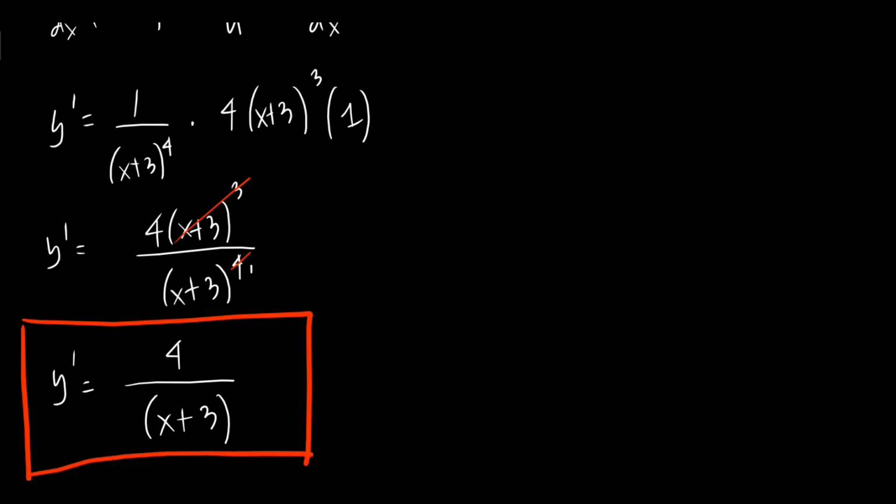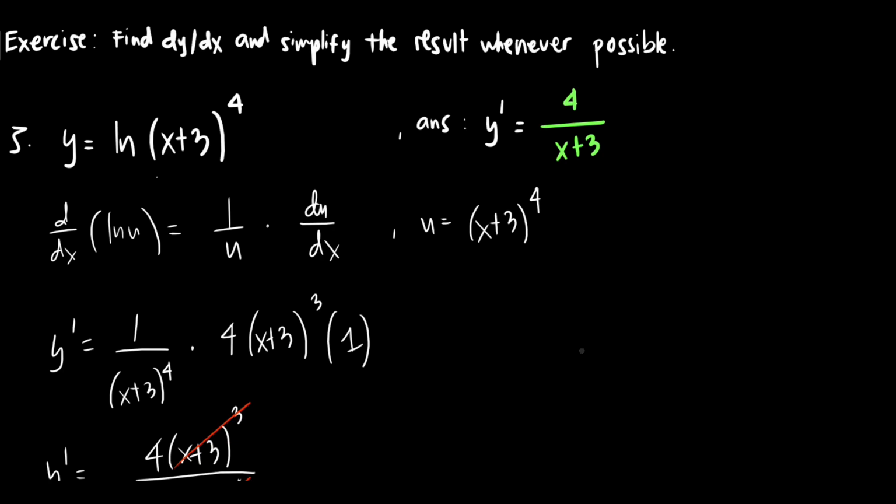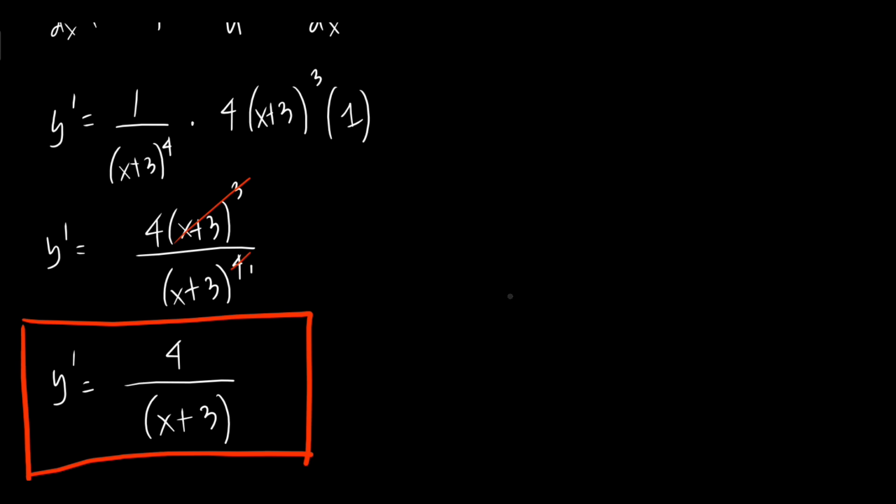So let's check if our answer is correct. Y prime is equal to 4 all over x plus 3. So our answer here is correct. So let's proceed to another number.